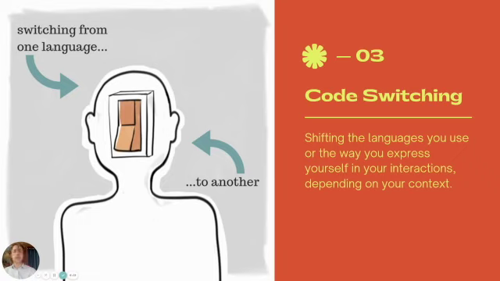Now, there's an equity element to these terms because someone from the culture with the most power and privilege in a society does not usually need to code switch or experience culture shock to survive in this society.